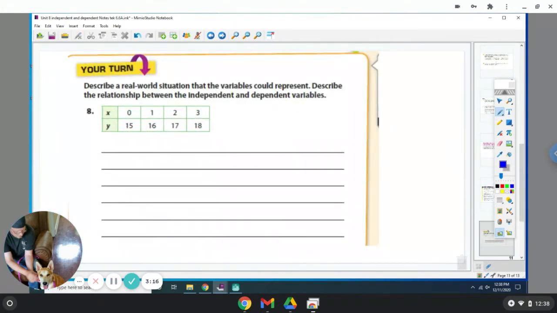Okay, so here when x is 0, y is 15, then 16, 17, 18. So it means it's x plus 15. So y is equal to x plus 15. You could say the same thing. Gina has $15 in her account and she saves $1 every day. That's the reason why it goes up $1 every day. And x would be days and y would be the total amount of money you have in your bank.